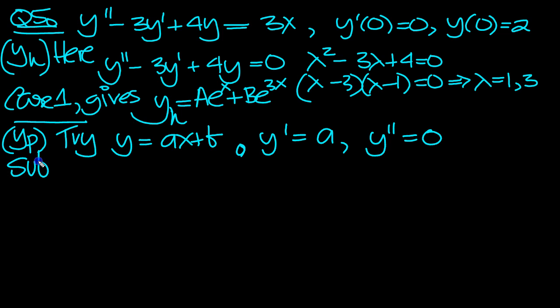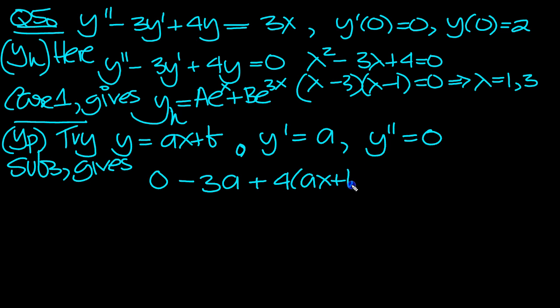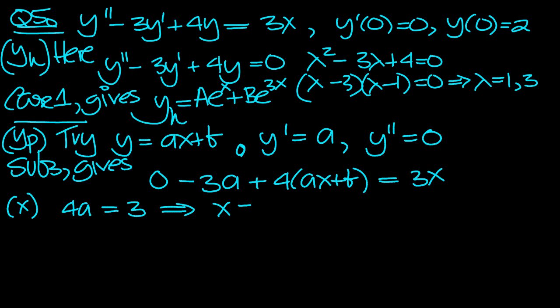So substitution now gives, so we got y double dashed here, so 0, minus 3y dashed, which is a, from there, plus 4y, 4 times ax plus b, is equal to 3x. So we've got the x's, so let's equate those coefficients. 4ax equals 3x, so that tells us a is equal to 3/4. So a equals 3/4.